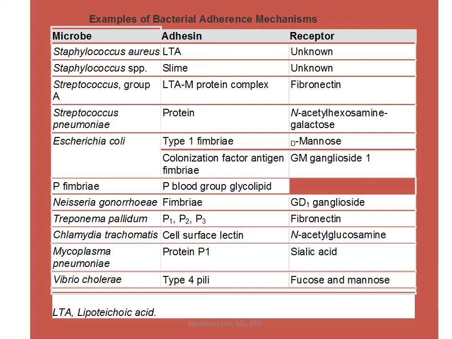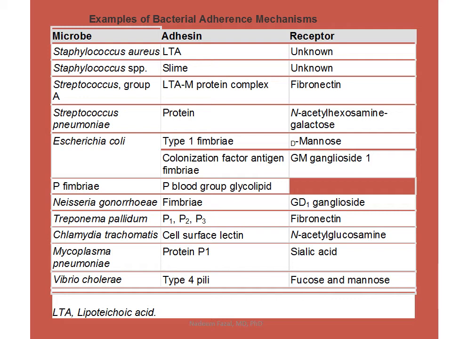Neisseria gonorrhea has fimbriae, like a hair-like projection. It binds to gangliosides, ganglioside GD1, very specific receptors on vaginal epithelium. Then we have Treponema pallidum causing syphilis, with different adhesion molecules, fibronectin, which pretty much is the same, right? Chlamydia trachomatis has a cell surface lectin, and it binds to N-acetylglucosamine. Mycoplasma pneumoniae has protein P1, which binds to sialic acid. Vibrio cholerae has type 4 pili and binds to sugar molecules. And you will see that some of them are common and general, and others are not.